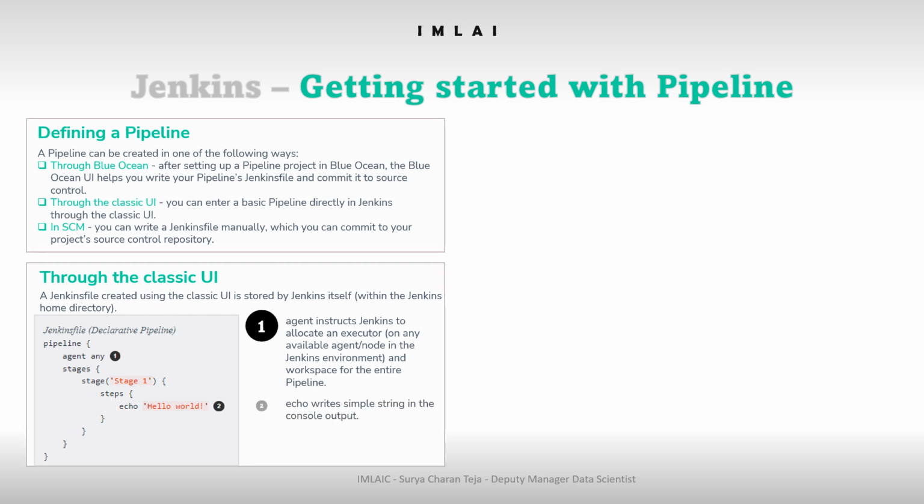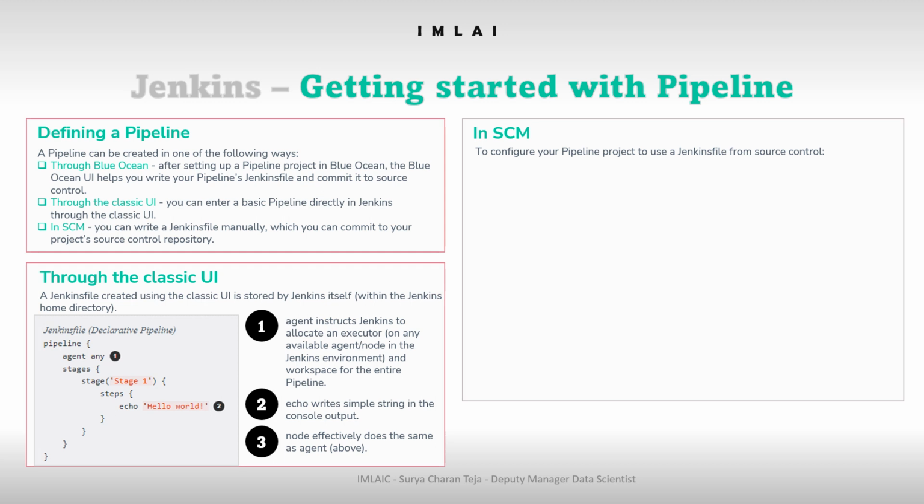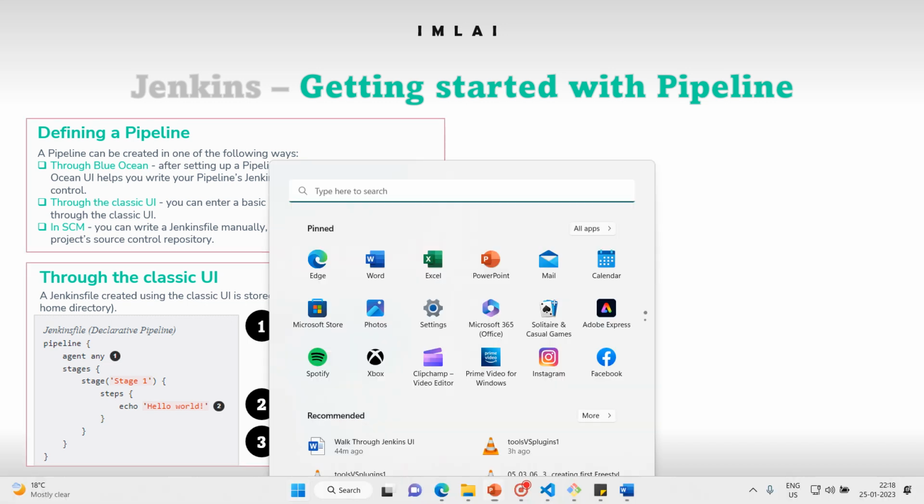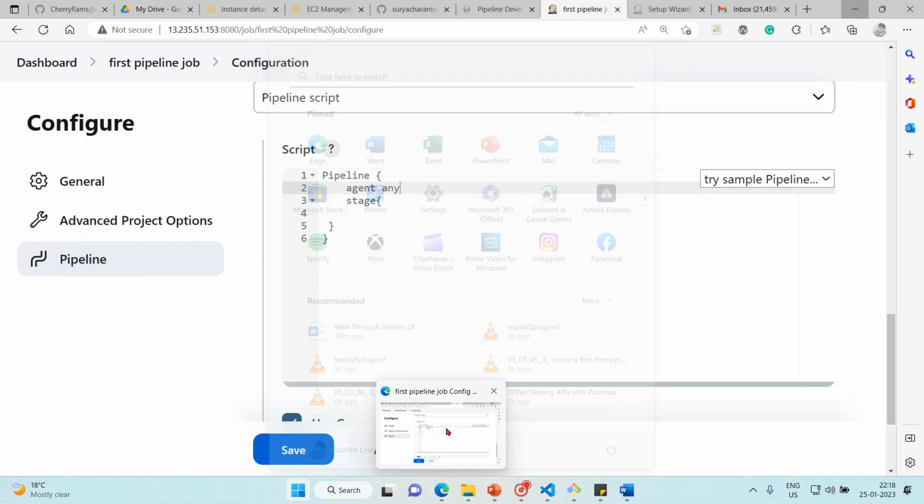Then we have the echo command, which writes a simple string in the console output, and we have a node. Basically, node effectively does the same thing as an agent. There we have mentioned agent, and it does the same thing. After that we will look into the SCM, but for now we will demonstrate through the classic UI example.